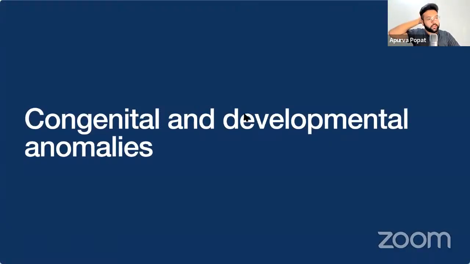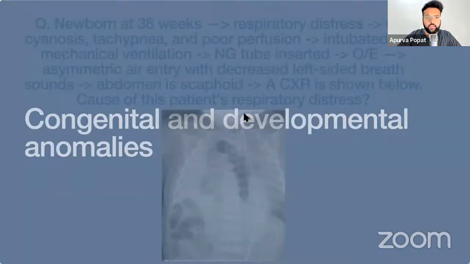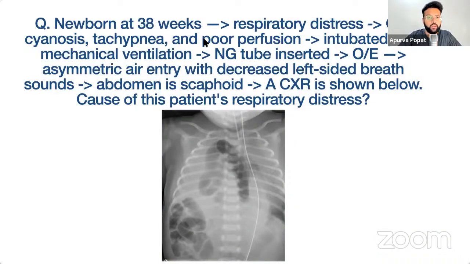Okay, so in this session, we'll be talking about questions related to critical care and congenital and developmental anomalies. So, this is our first question. Let's say we have a newborn who is at 38 weeks. He's having respiratory distress. On examination, there is cyanosis, tachypnea, and poor perfusion. Poor perfusion means the capillary refill time of that baby is not good.